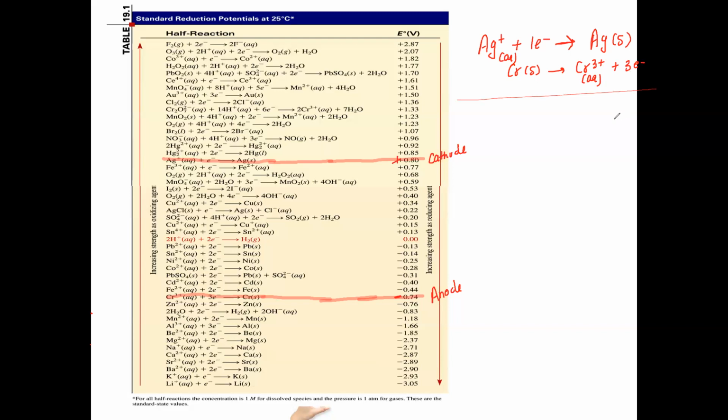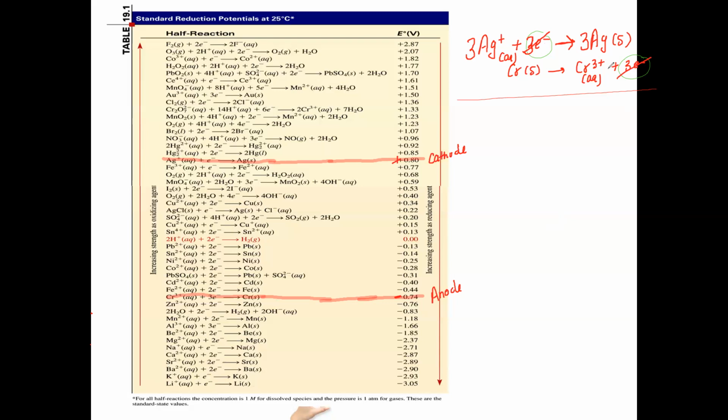Can I add these equations as such? No. This is 3 electrons. This is 1 electron. So what should I do, Sudeep? I think Sudeep knows it. What should I do? Multiply the above equation by 3. Can you see 3 electrons? 3 electrons now cancelled? Yes, very good, Sudeep.